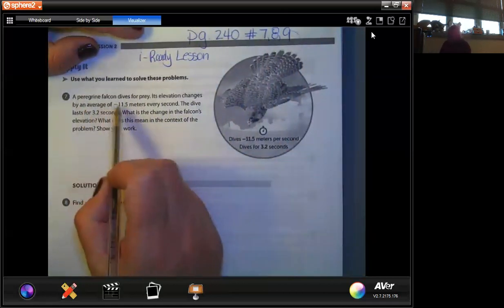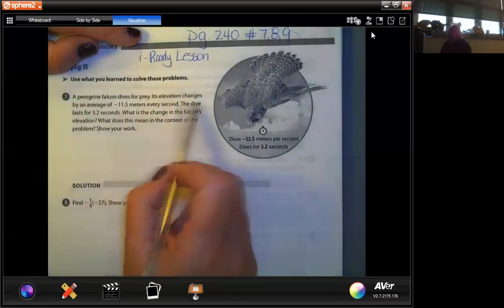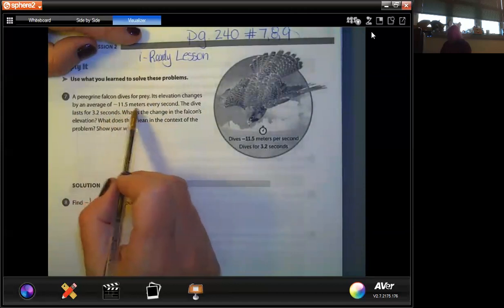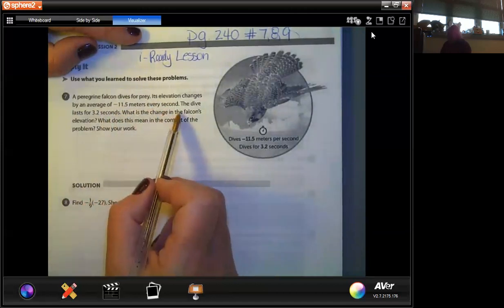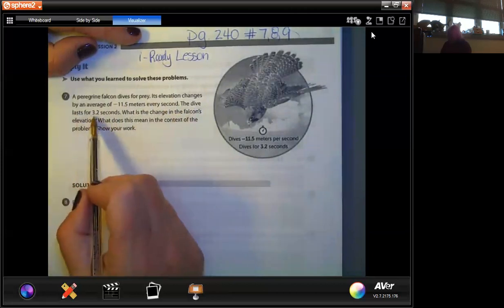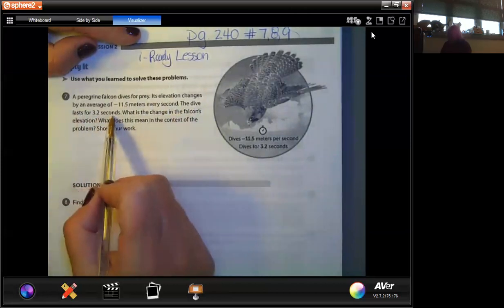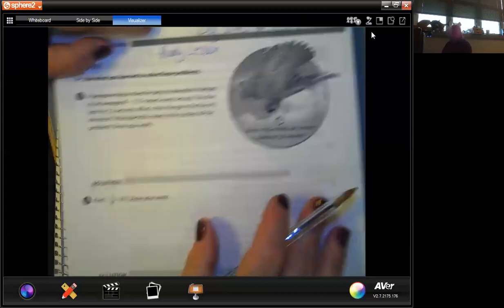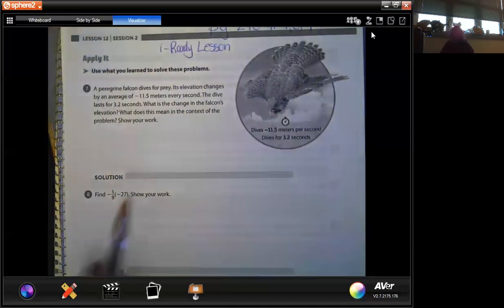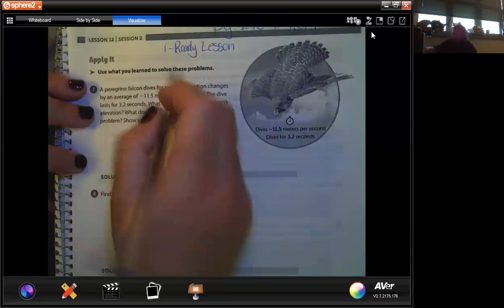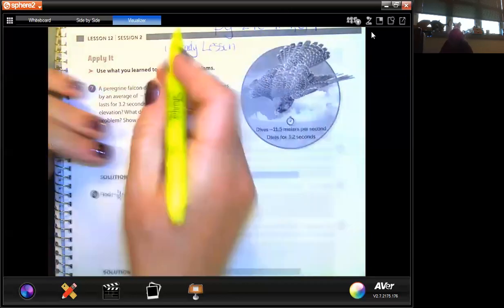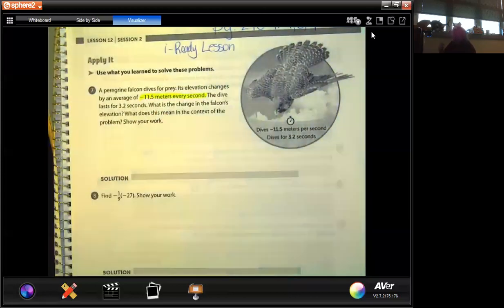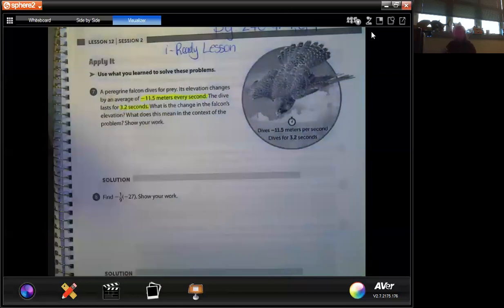A peregrine falcon dives for its prey. Its elevation changes by an average of negative 11 and 5/10 meters every single second. The dive lasts for 3 and 2/10 of a second. What is the change in the falcon's elevation? What does this mean in the context of the problem? Show your work. So think about this. It dives negative 11 and 5/10 meters every single second, and it does this for 3 and 2/10 of a second.